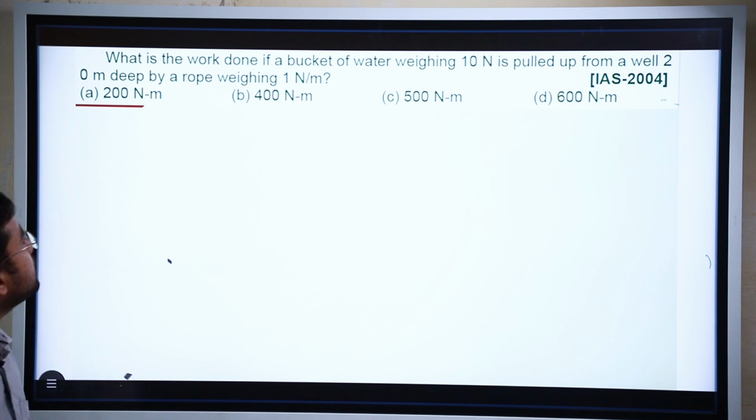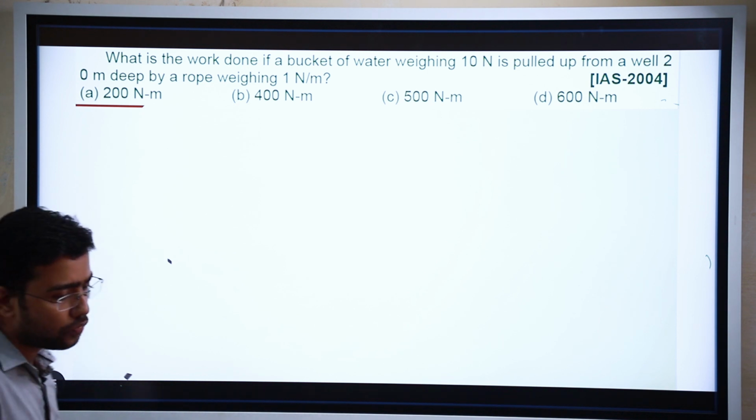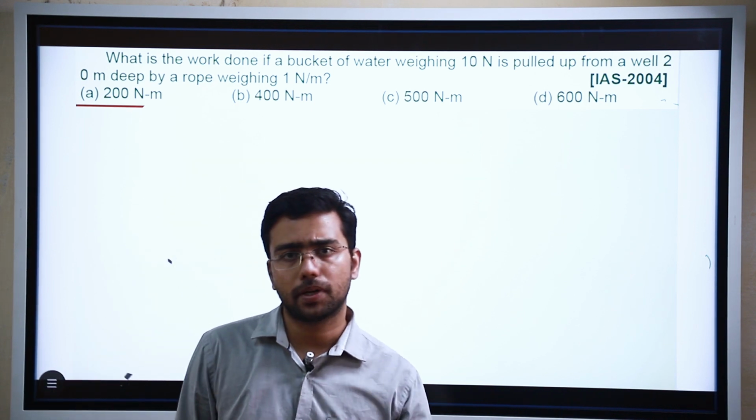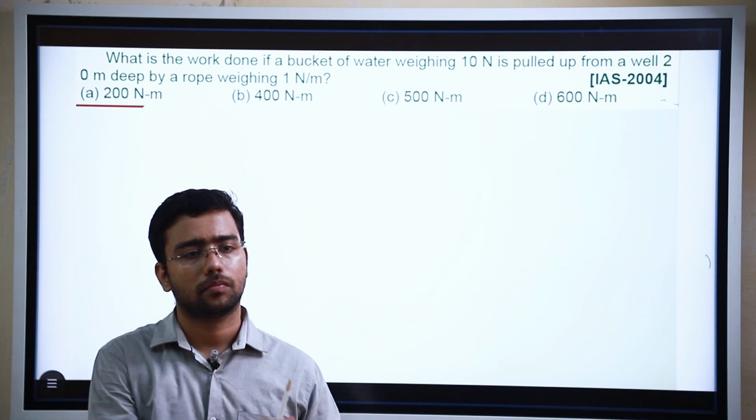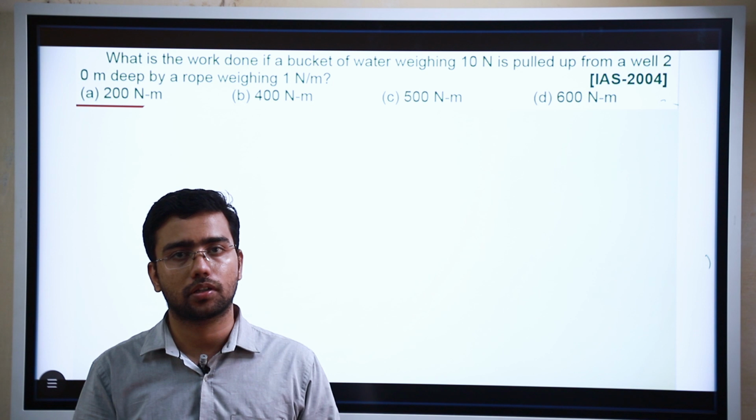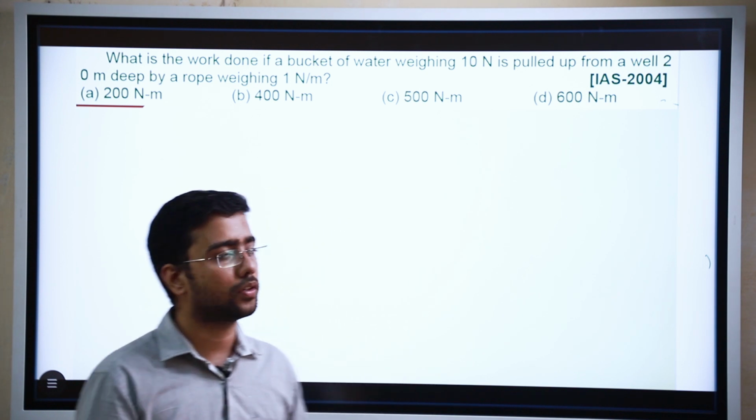So, what is the work done if a bucket of water weighing 10 Newton is pulled up from a well that is 20 meter deep by a rope weighing 1 Newton per meter? We need to find the work done by a person who is pulling a bucket full of water from the well.